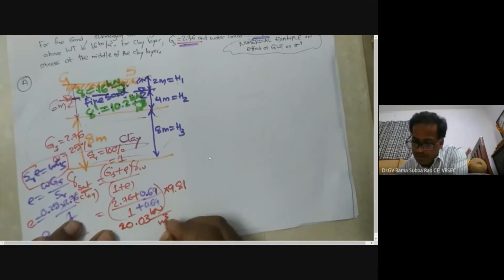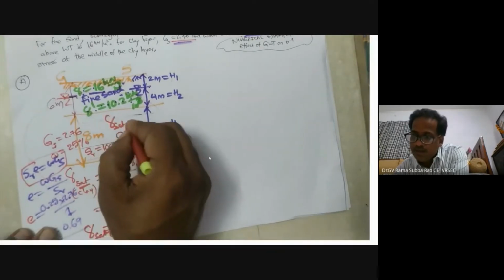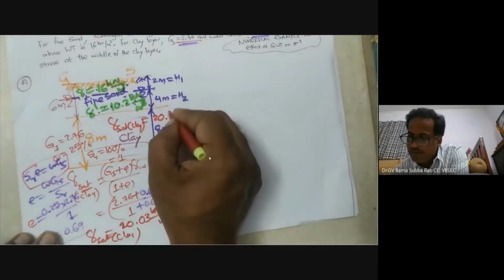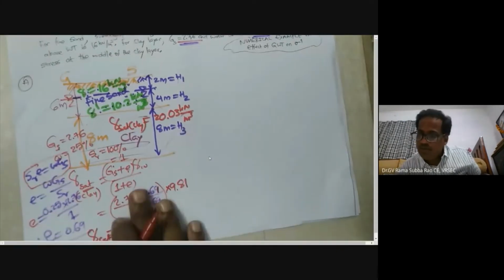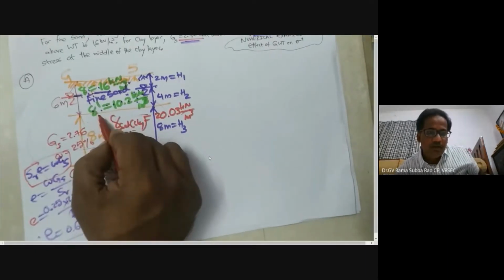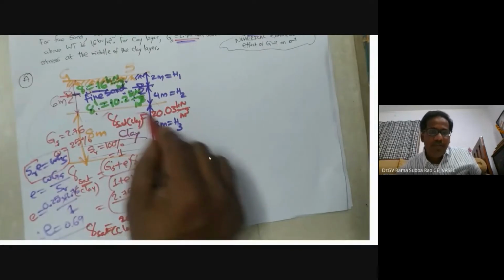Now this is undoubtedly gamma sat clay. Now I got gamma sat clay, which is equal to 20.03 kilonewton per meter cube. Now we have all gammas: gamma for sand above water table, gamma for sand below water table. So we know gamma saturated clay. So we are having all the data.